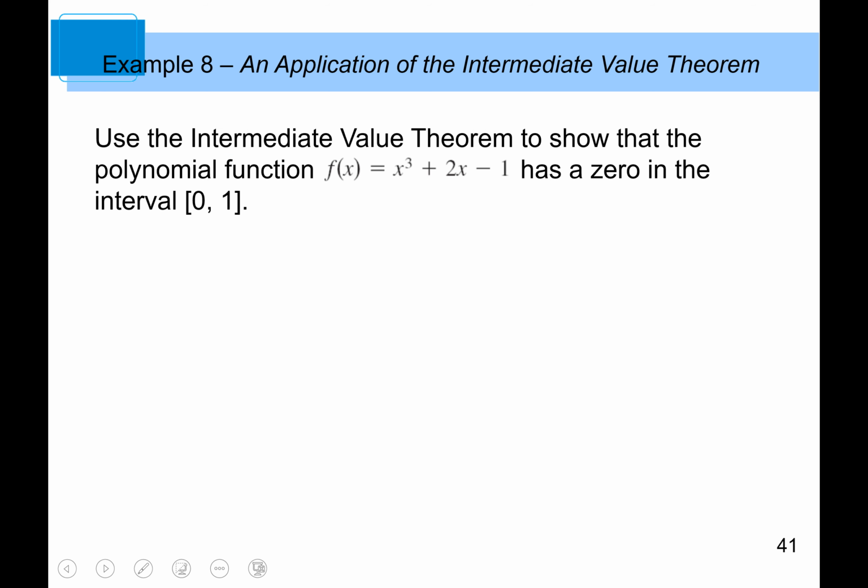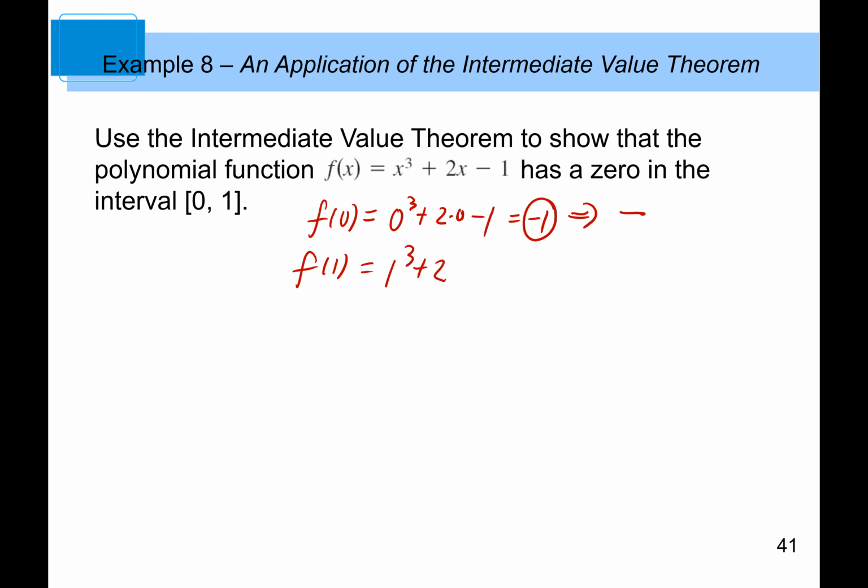So let's use the intermediate value theorem to show that the polynomial function f of x equals x cubed plus 2x minus 1 has a zero in the interval. First of all, we just have to figure out what f of 0 is. f of 0 equals 0 cubed plus 2 times 0 minus 1. It turns out to be negative 1. So that's negative, right? f of 1 equals 1 cubed plus 2 times 1 minus 1, which is 2. And that's positive. So it goes from negative to positive, so that's guaranteed at least one zero.